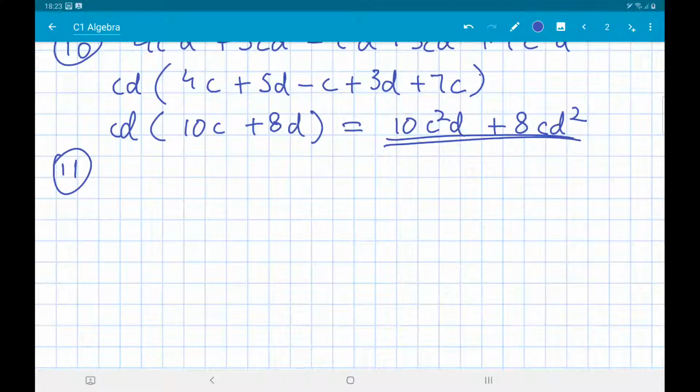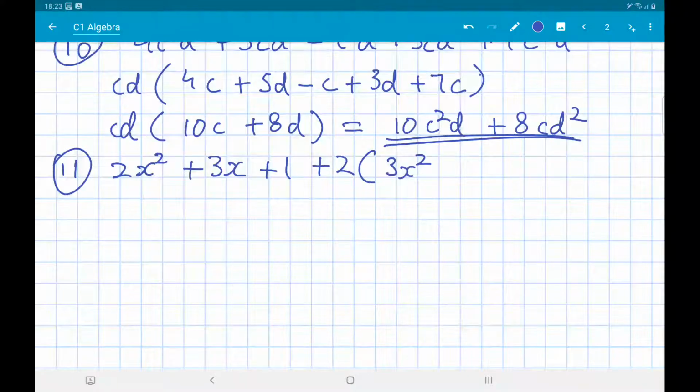Okay, 11. Moving on to 11. 2x squared plus 3x plus 1 plus 2, and we got braces, 3x squared plus 6. Cool. Awesome.